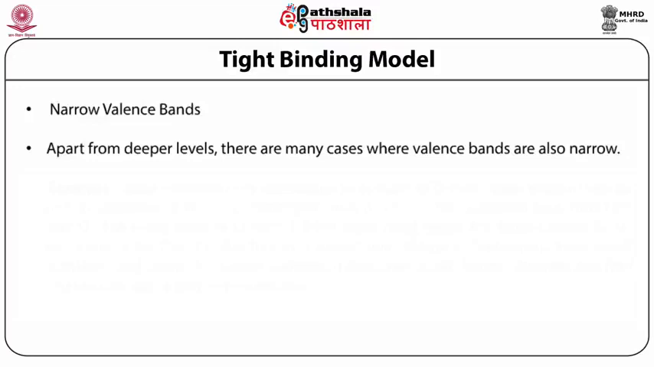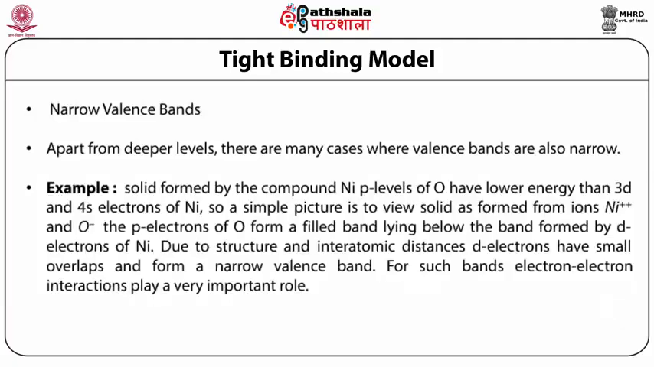Narrow valence bands. It is not just deeper levels that form narrow bands. There are many cases where valence bands are also narrow. Consider, for example, the case of a solid formed by the compound NiO. The p levels of O have lower energy than the 3d and the 4s electrons of Ni. So a simple picture is to view the solid as formed from the ions Ni++ and O--. The p electrons of O form a filled band lying below the band formed by the d electrons of Ni. Due to structure and interatomic distances, d electrons have small overlaps and form a narrow valence band.